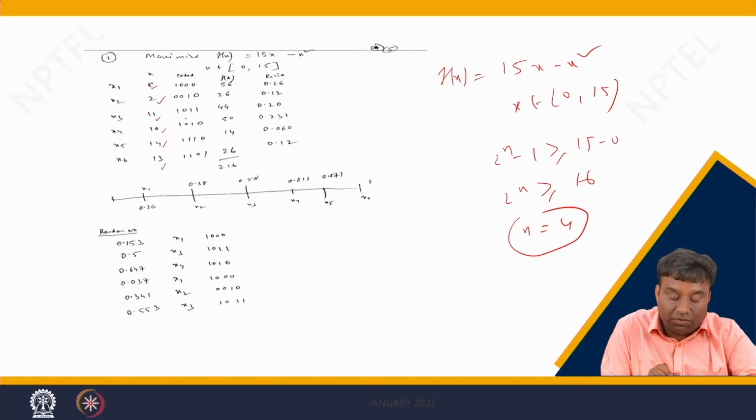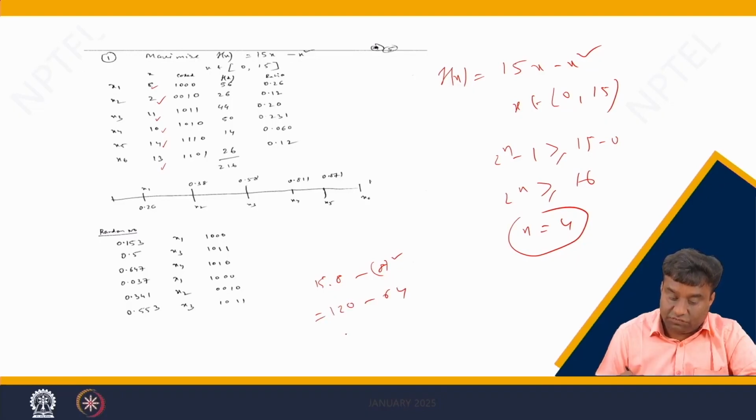This is 1011. For 11, 10 is 1010. So it is 11100. So that is 1101. So f(x) = 15x minus x square. So for 8 it is 15 into 8 minus 8 square, which is 15 into 8 minus 64. So it is 120 minus 64. So that is 56. So f(x) is 56.